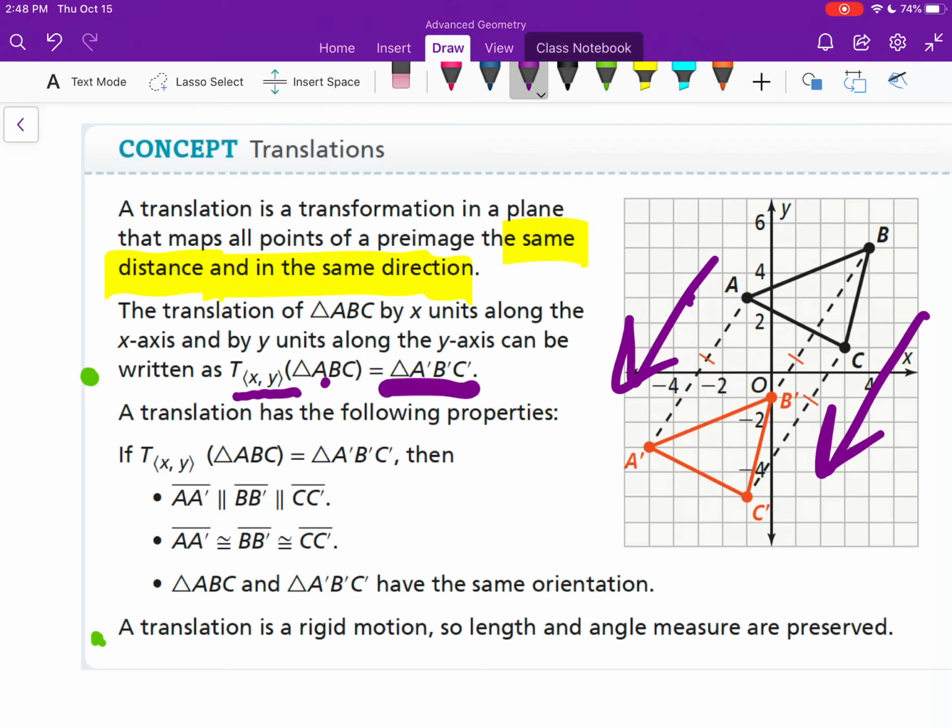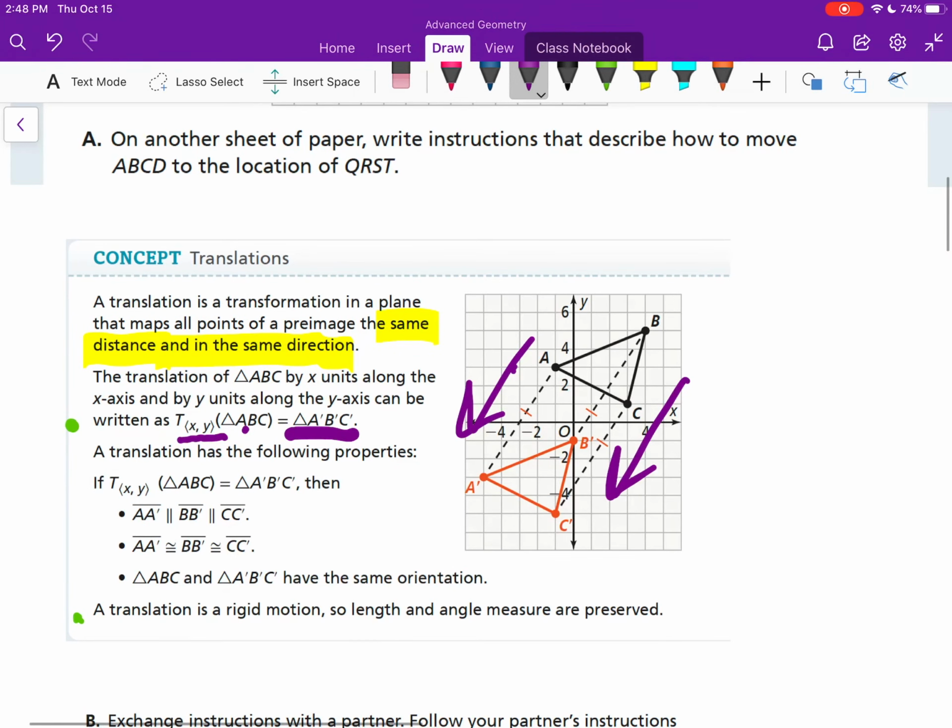Don't worry about the properties, but do know that a translation is a rigid motion. So length and angle measure are preserved. We're not making it any bigger. We're not making it any smaller. We are just literally shifting the whole figure down.